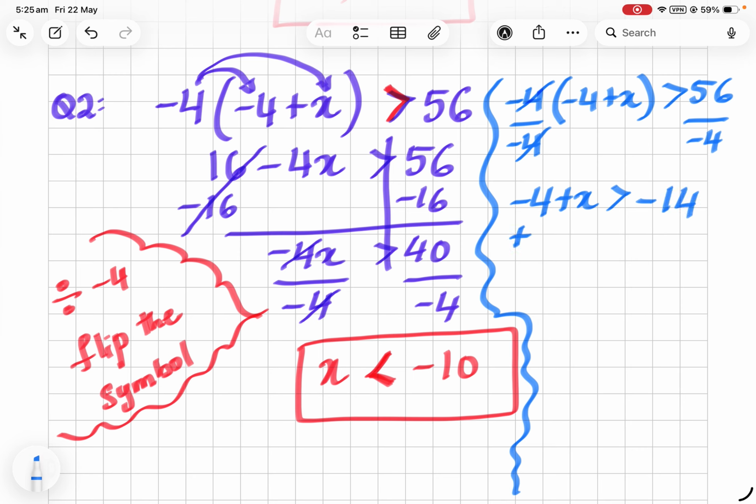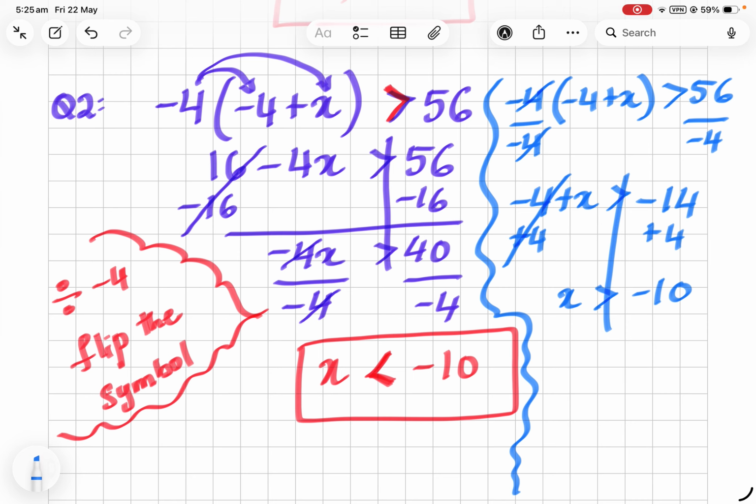Now numbers to the right, letters to the left. So x stays here, and a negative and a positive cancel. Whatever you do on one side, you do on the other side, so plus 4 on both sides. Now x is greater than negative 10.